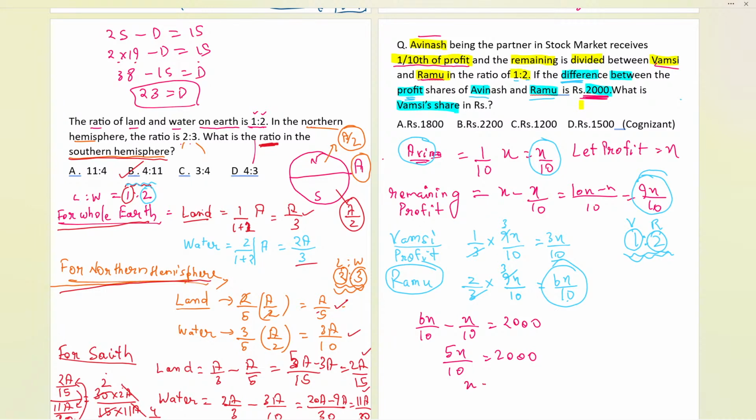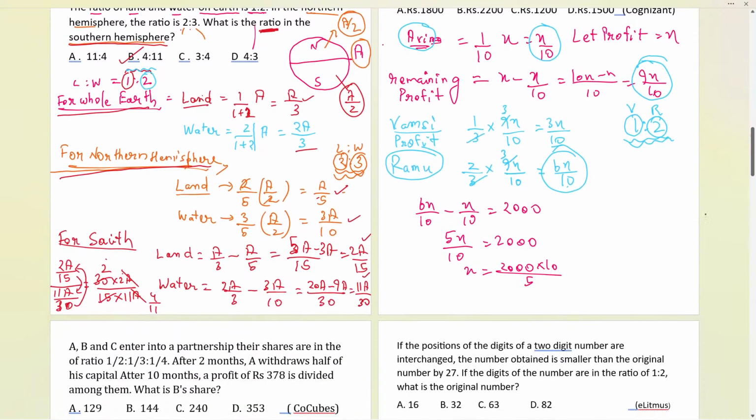And now the x value, what are we getting over here? We are getting 2000 times 10 divided by 5, so it will be 4000. We are getting 4000 as the x value, and now we need to calculate Vamsi's share. Vamsi is 3x by 10, so it will be 3 by 10 times 4,000. We can write 0, 0, okay, 1, 0 we missed.